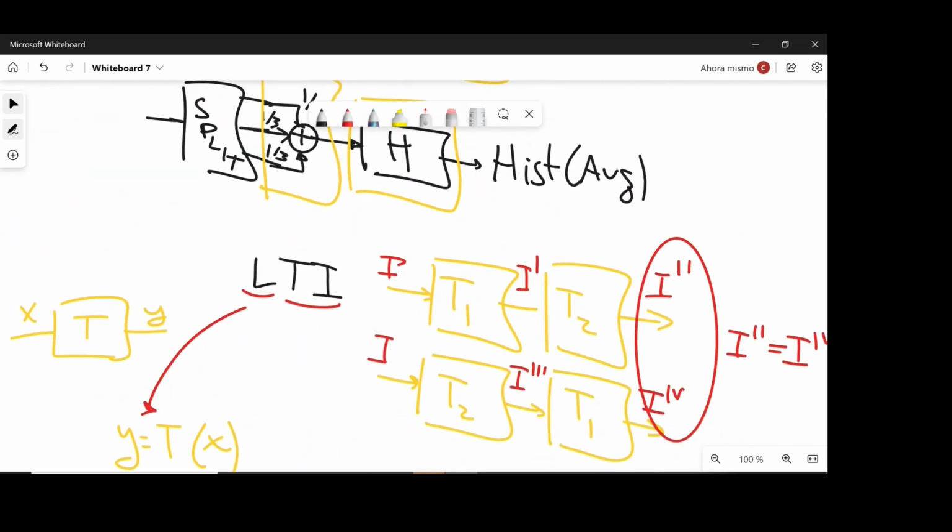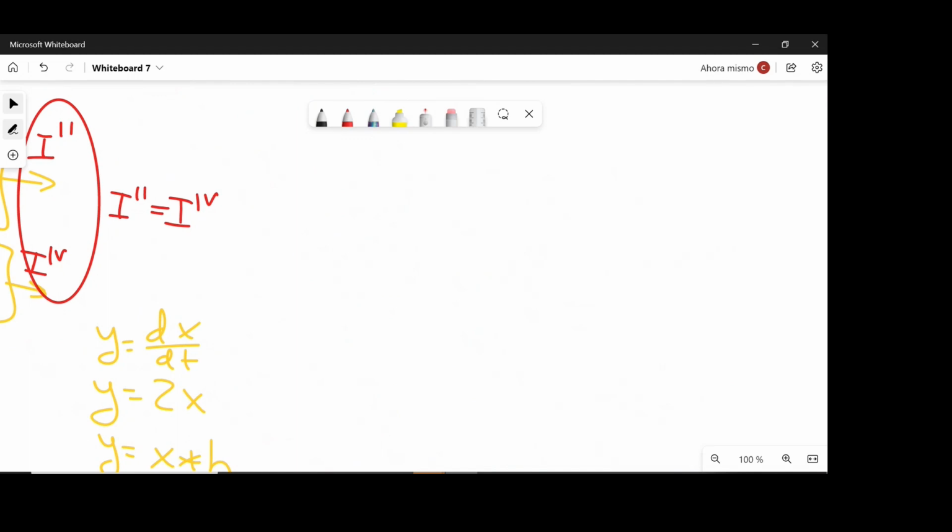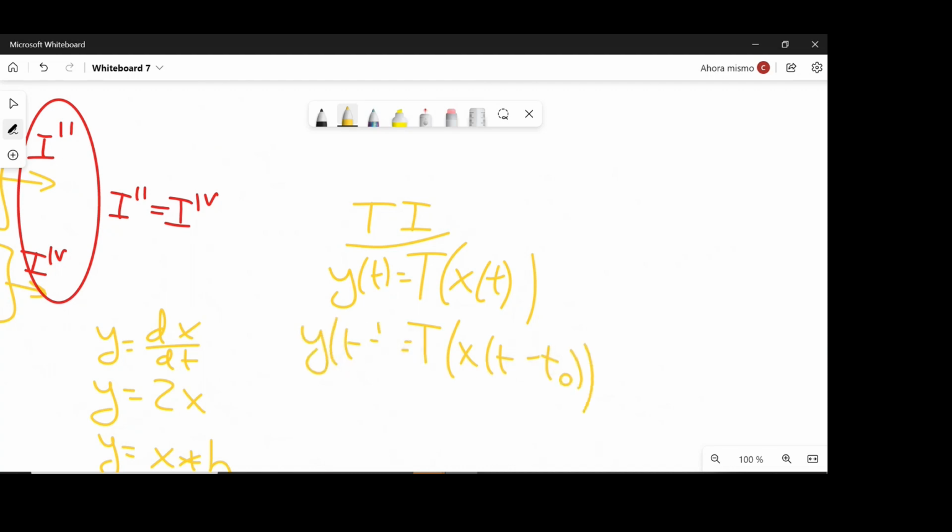Our second property, time invariance. What does time invariance mean? When do we say a system is time invariant? Now I will explicitly write the argument. If I transform this input, producing y of t, and now I delay the input, this is y of t minus t naught. So if I delay the input, I also delay the output.